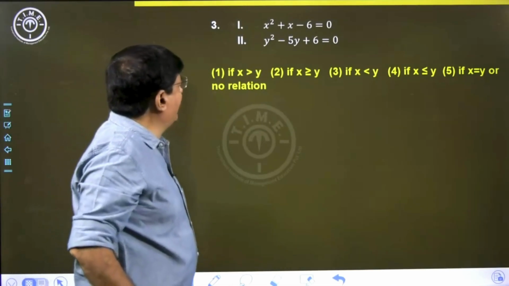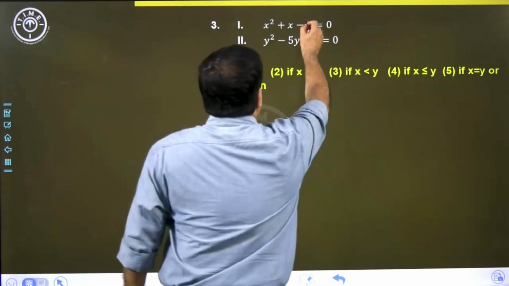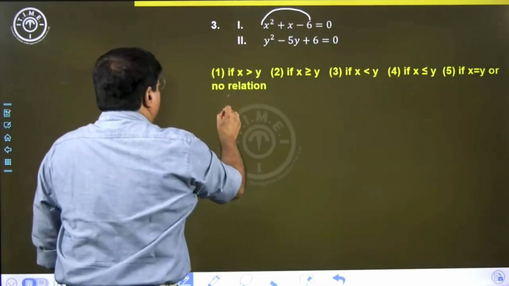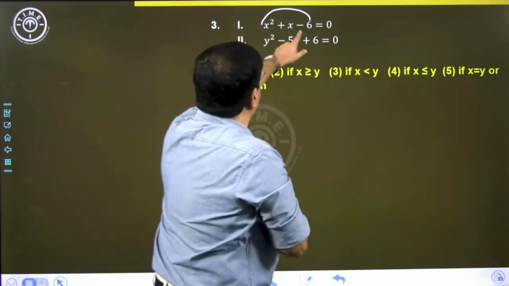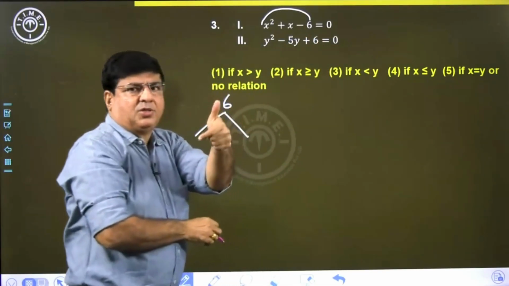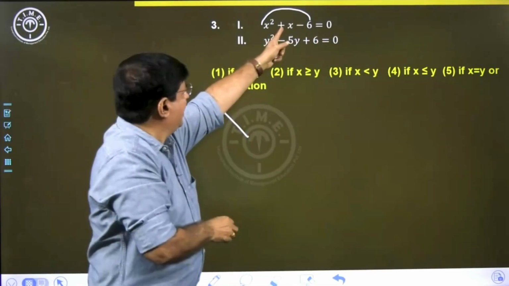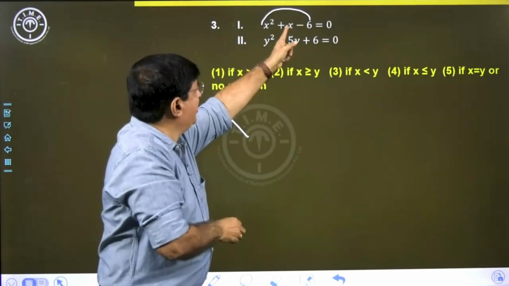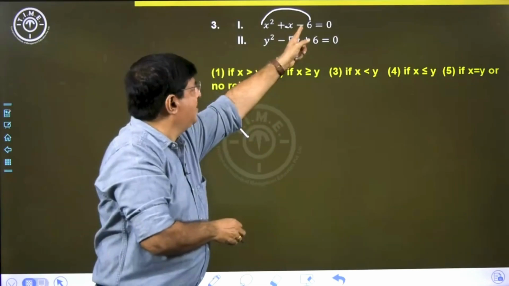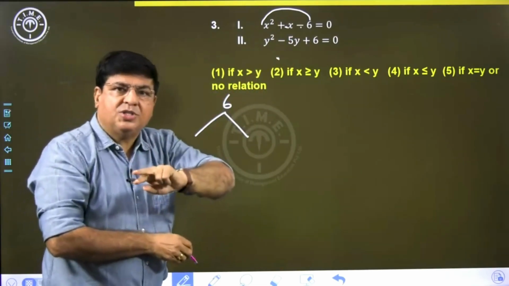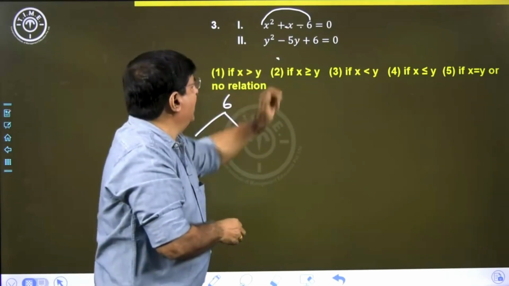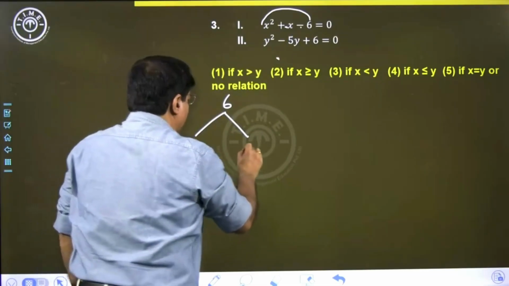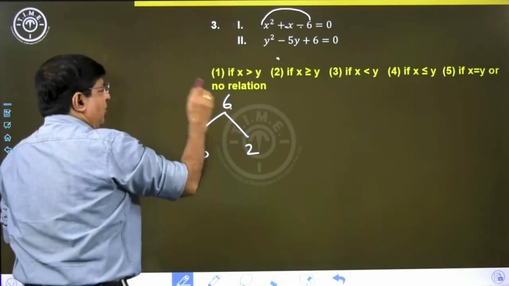x square plus 5x minus 6. All right, 6 into 1. This is 6 here. The sign of 6 is minus. So think of two numbers whose product is 6, but here the difference is 1. This x coefficient is 1 and here there is a minus. So two numbers whose difference gives the value of b, that is 3 and 2. The difference is 1, bigger number first, and the product is 6.